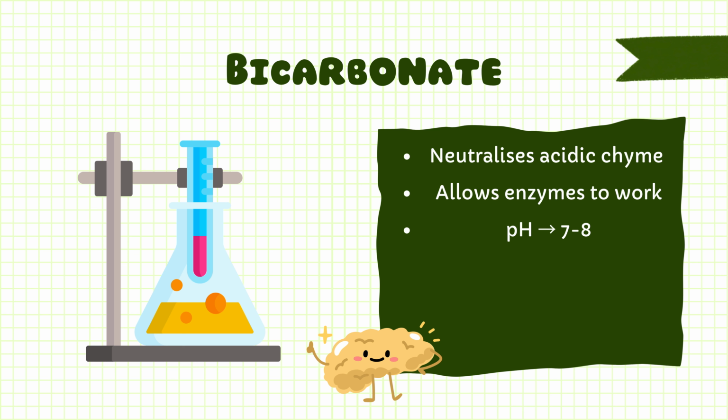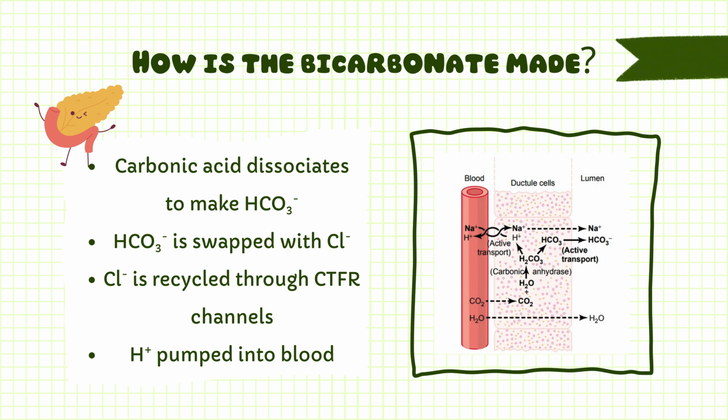Here's how ductal cells produce bicarbonate. Carbon dioxide from blood combines with water inside the cell. Carbonic anhydrase catalyzes the reaction to make carbonic acid, which dissociates into hydrogen ions and bicarbonate. Bicarbonate is transported into the ductal lumen via a chloride/bicarbonate exchanger. CFTR channels recycle chloride ions to keep the exchanger running. The leftover hydrogen ions are transported into the bloodstream, causing a mild acid tide.